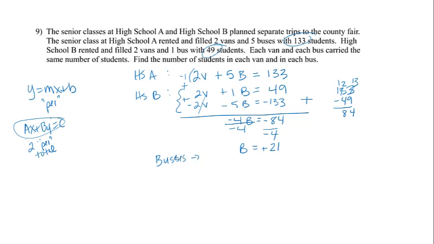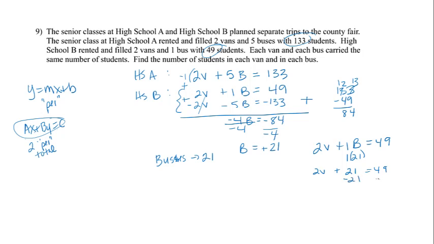Is it 2 S's? 1 S? Up there is 1 S. I thought it was 2. 21 buses. So I go back and I pick one of my original problems. Let's say I picked this one. There's 21 buses, so 1 times 21 is 21.